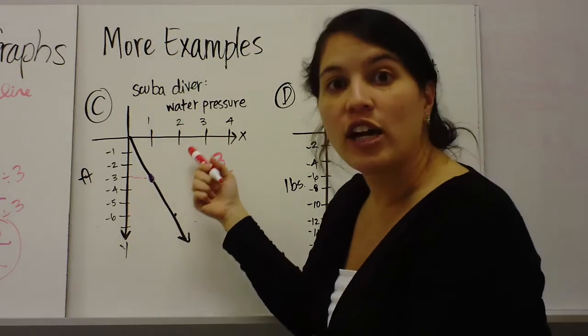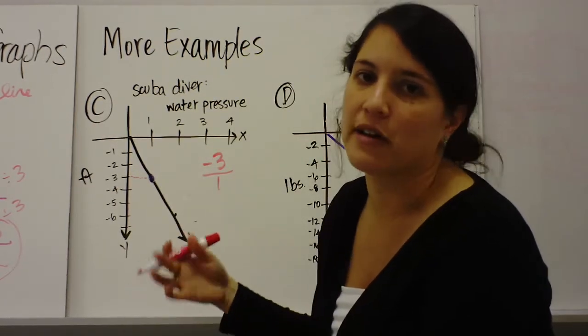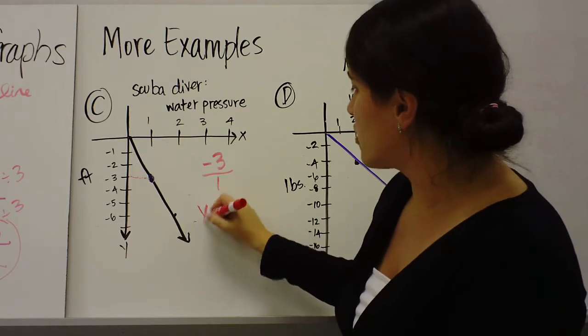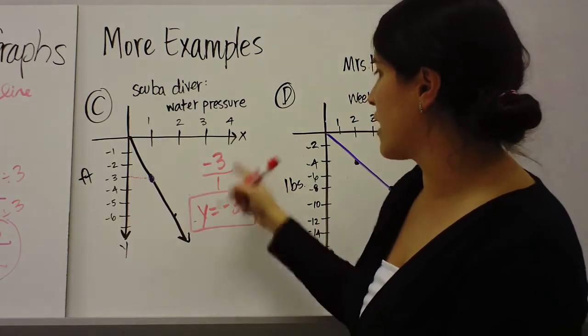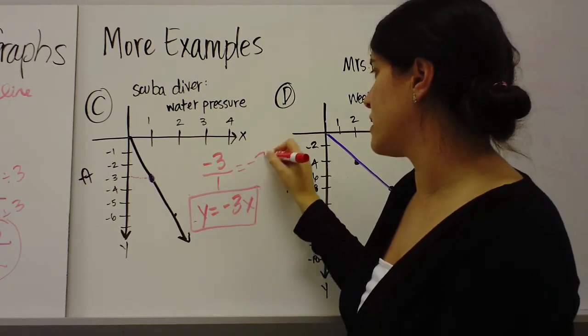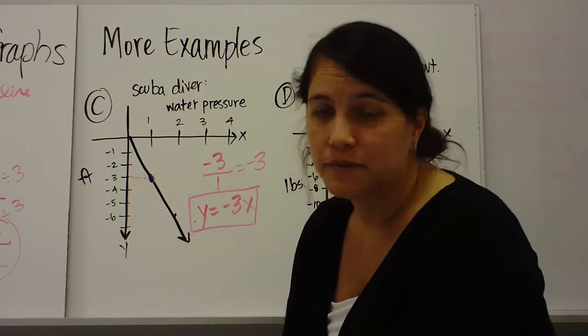So that means for every 3 feet below, you get 1 something of pressure. I don't know how you measure pressure. So our equation would be y equals -3x, because -3 over 1 is -3. And we put that in for our slope, m.